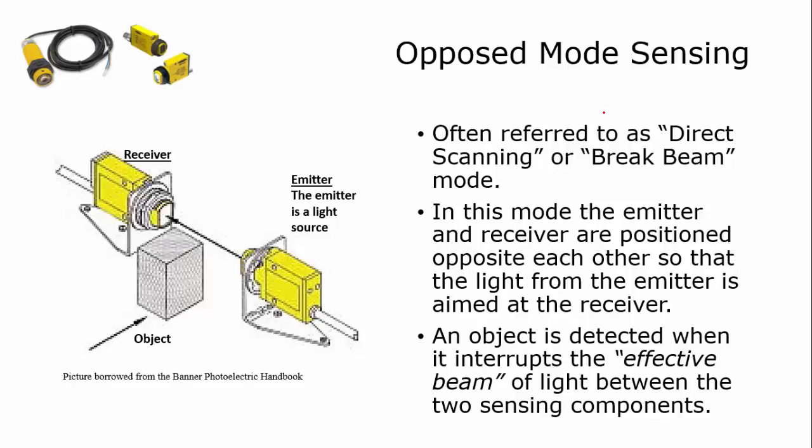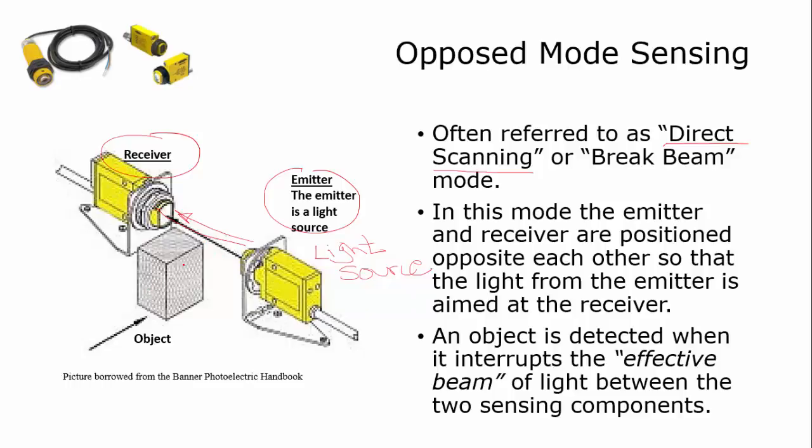So opposed mode sensing, it's called break beam. Another term that is sometimes used is direct scanning mode, and in this mode you have an emitter and a receiver that are in separate housings. So these are each separate housings. They're positioned opposite of each other so that the emitter, which is nothing more than a light source, sends its light out to the receiver.